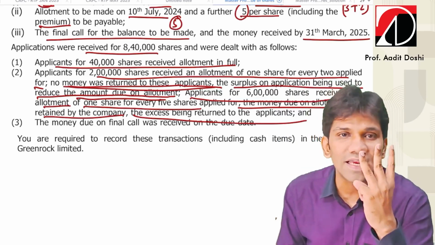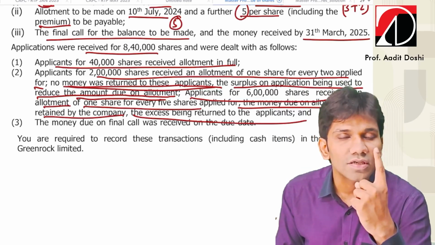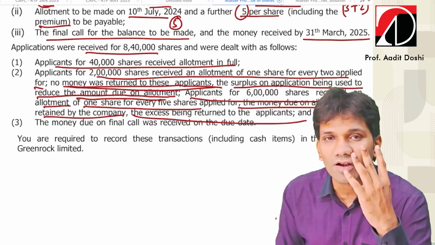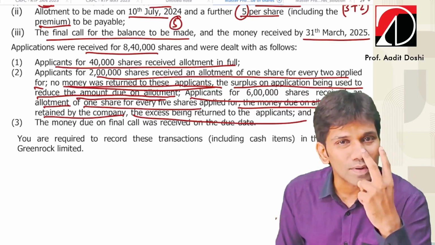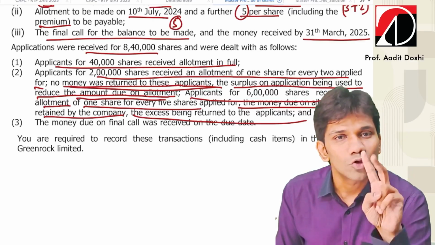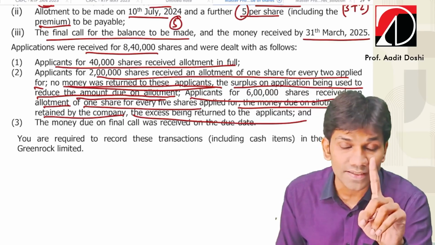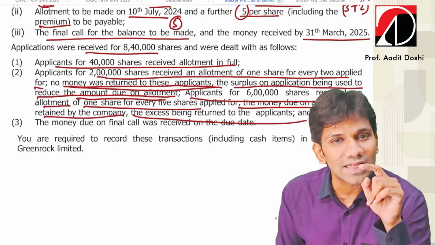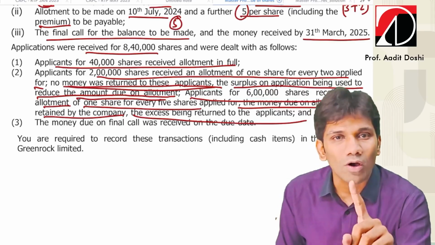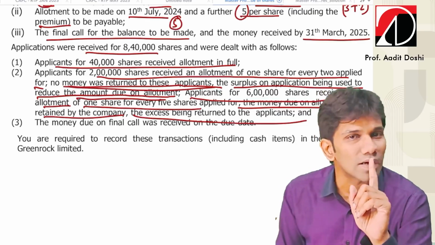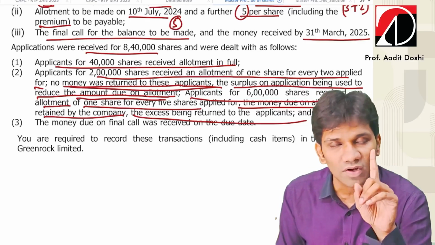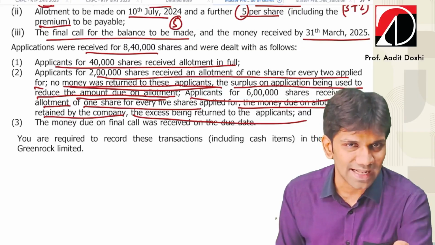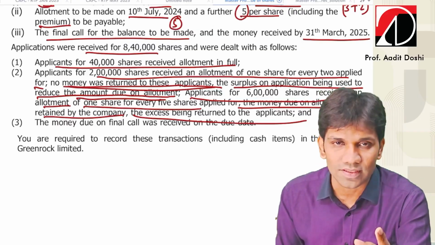So can I say there are 3 categories of shareholders. First is those who applied for 40,000 shares, they were allotted 40,000 shares. That is full subscription. Second category, those who applied for 2 shares, they were allotted 1 share. Those who applied for 2 lakhs, they got 1 lakh shares. The extra application money in case number 2 was adjusted with allotment. No money was refunded. And the third category, those who applied for 5 shares, they were allotted 1 share. Those who applied for 6 lakh shares, they were allotted 1,20,000 shares.